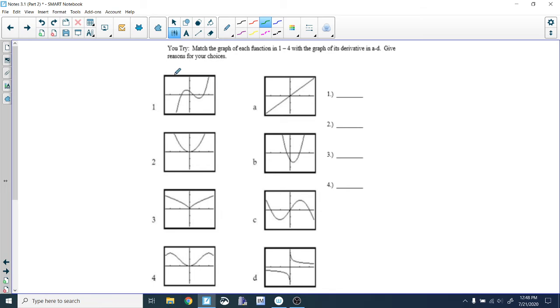Remember that over here, these are the original functions. You are color coding the direction of the graph. Increasing would be one color. Decreasing would be a different color. Turning points would be a third color. Yet when you get over here to the derivative, you are not looking at the direction. You're looking at the sign. Where is it above the x-axis? Where is it below the x-axis? Where does it cross the x-axis?